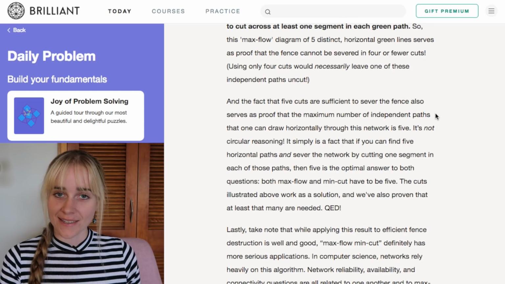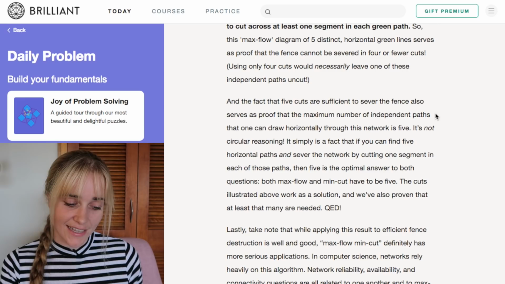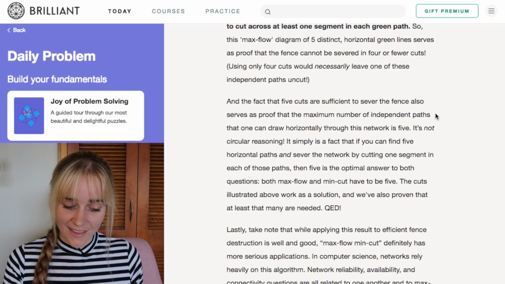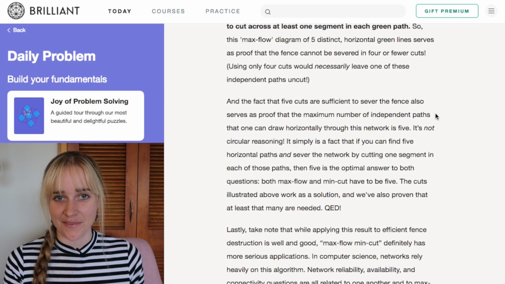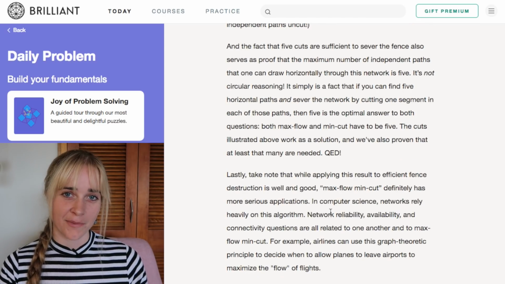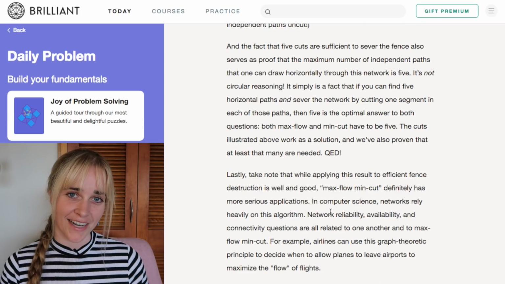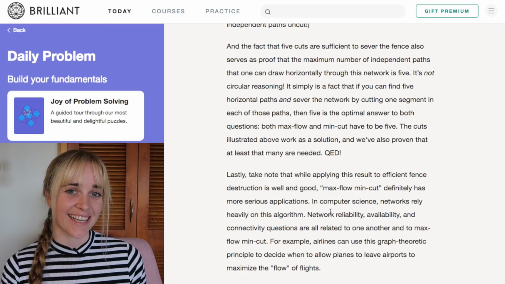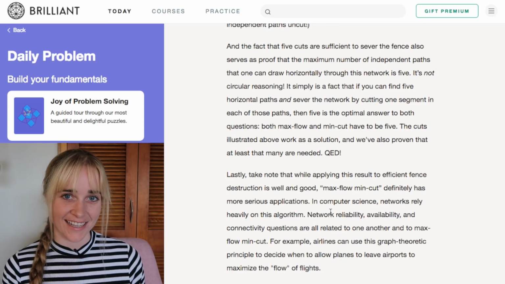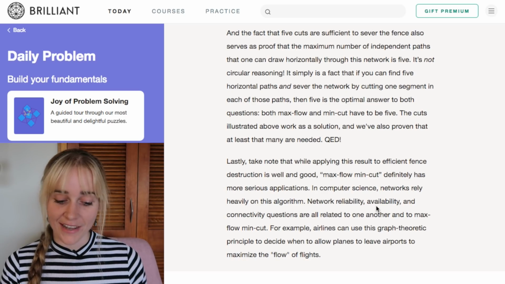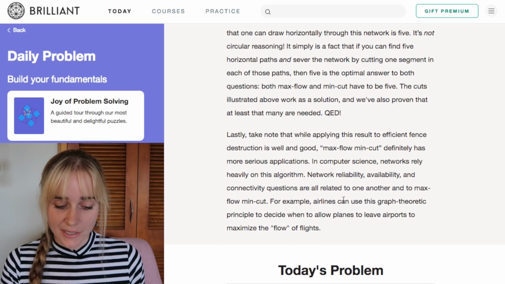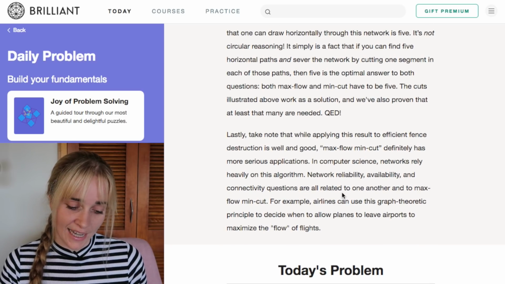If you know that you can sever the fence in 5 cuts, then that serves as a proof that the maximum number of independent paths across it horizontally is also 5. This maximum flow minimum cut idea is useful for us, but it's also very useful in computer science, a place where you'll see a lot of networks for things like carrying data and information. So network reliability, availability, and connectivity questions are all related to each other and to this max flow min cut.